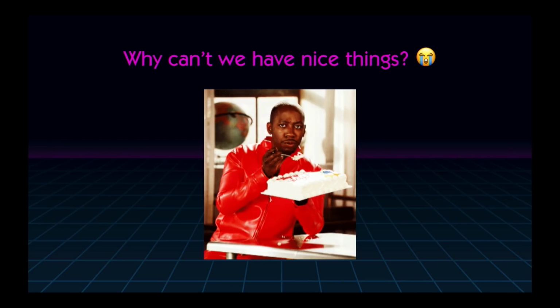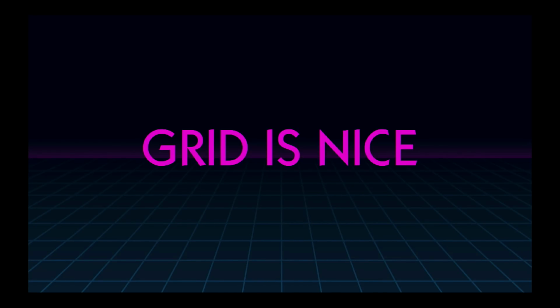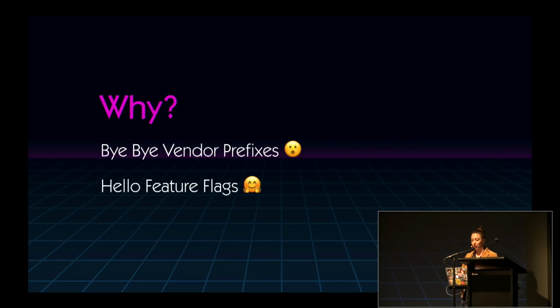We can have nice things in CSS, and Grid is nice. And it's intentionally nice. It was rolled out in a way to try and avoid that mess. I want to talk about that a little bit because I think it will give you some confidence in why you can use it right now, a little bit of the history.